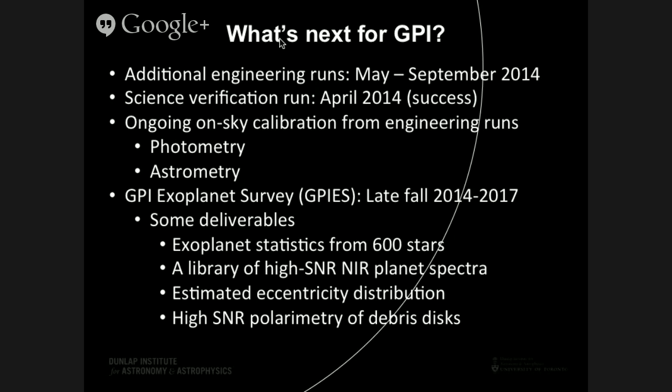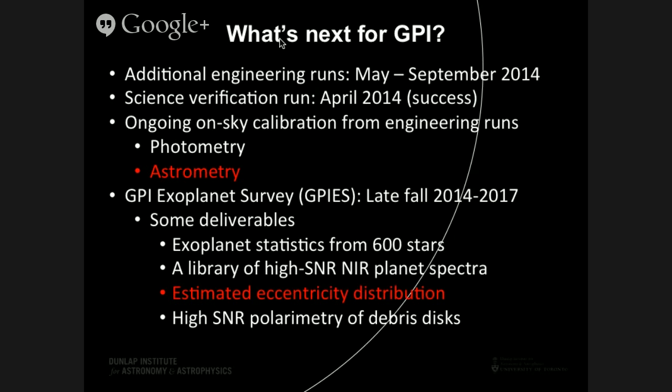And hopefully, here's what we'll get is statistics. So it's primarily a statistical mission. But what we're hoping is these things will also come out of it that are really important for some of this other stuff that I was telling you about constraining planet formation. Like, for instance, high signal-to-noise, near-infrared planetary spectra, the eccentricity distribution of these widely separated planets, and also some of this more cool polarimetry of debris disks.